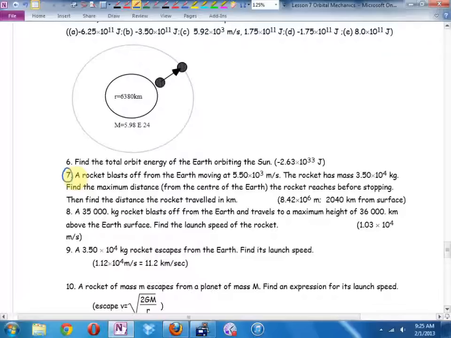When you throw a rock in the air, what's your final kinetic energy at the top for a split second? 0. When you launch a rocket and see how high it gets from a planet before it comes crashing back down, what's your final kinetic energy for a split second? 0. So the only difference is you're not using MGH, you're using the cosmic potential energy equation. That's a nice one.